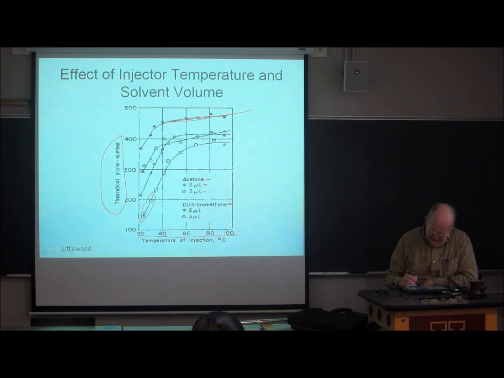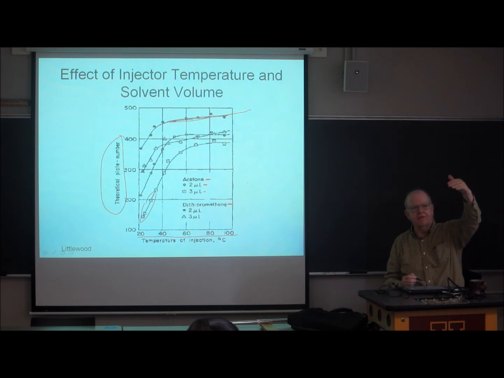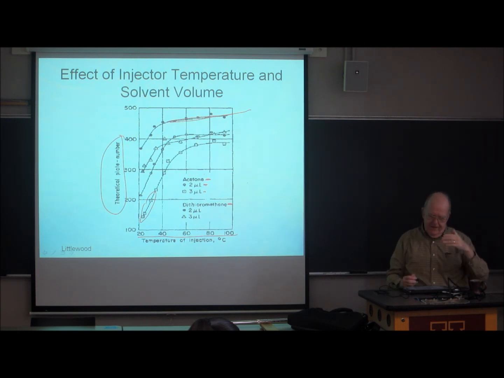The acetone is a little more volatile than the dichloromethane, so it's giving somewhat higher plate numbers than the dichloromethane. And the third thing that's in here, but it's kind of buried in the details, is the larger the volume you inject, the worse the peak. But that should not be a surprise.